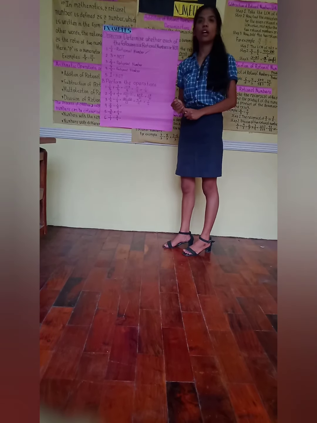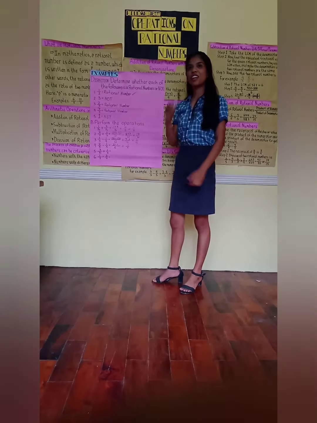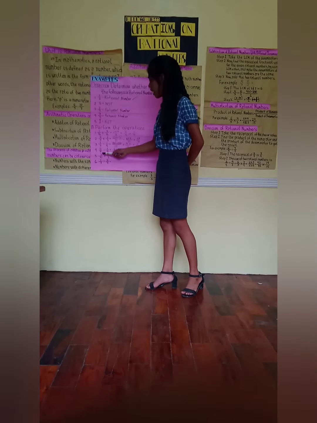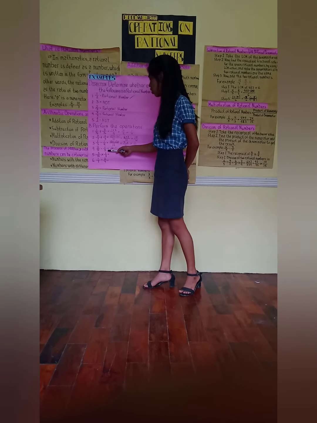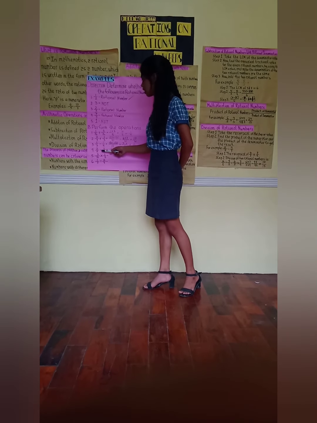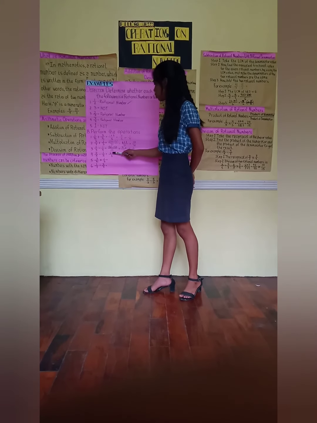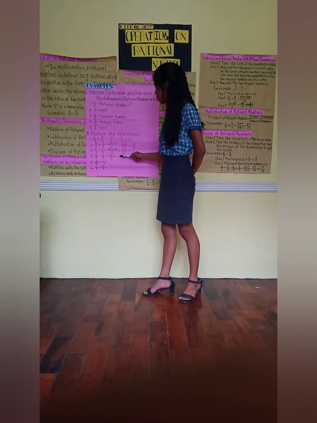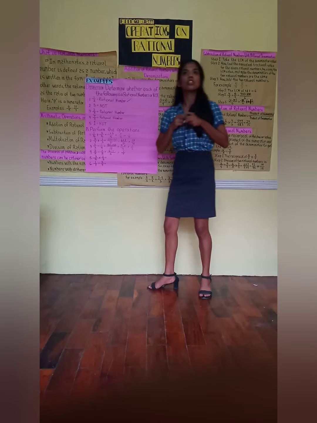Number 4, who wants to solve? Miss Vanessa. Very good, Miss Vanessa. Your answer is correct. So 2/5 less 1/5, the denominators are the same, so we will subtract the numerators, which are 2 and 1. 2 less 1 is equal to 1, over 5 is equal to 1/5. Very good.